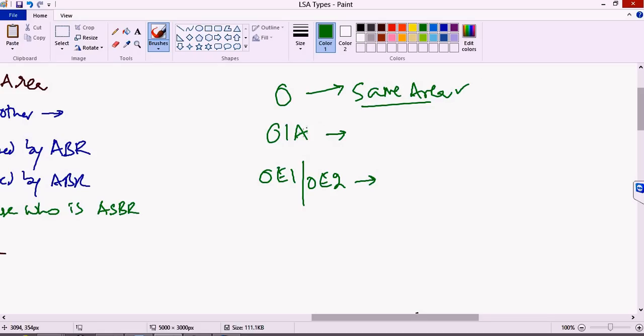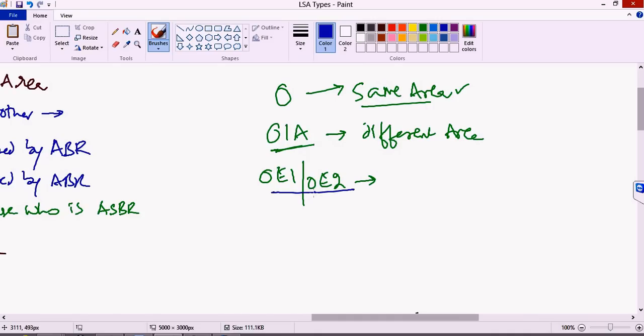External means the routes are learned from another protocol other than OSPF, like RIP, EIGRP, but they are redistributed into OSPF. Technically we call them LSA1 routes or LSA2 routes, which are the technical names. So anyone who says LSA1, LSA2 routes, you have to understand the routes from the same area. And anyone who says LSA3 routes, you have to understand the routes coming from a different area. So technically we call them LSA3 routes.